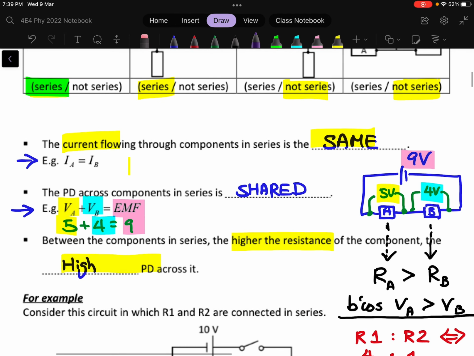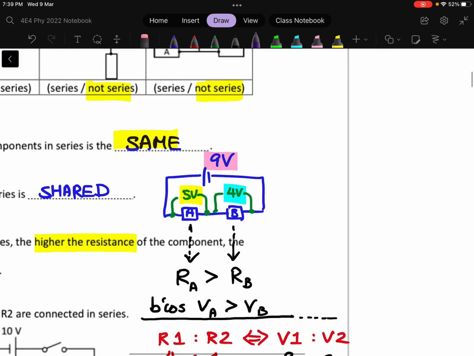And another characteristic is that if in total from this point to this point, I have a potential difference of 9 volt, and I know that in A I have used 5 volt, then because A and B are in series, I would know that B will use up the remaining 4 volt.